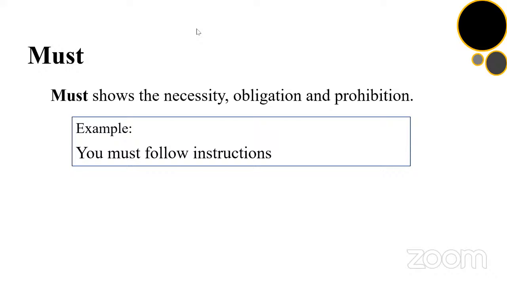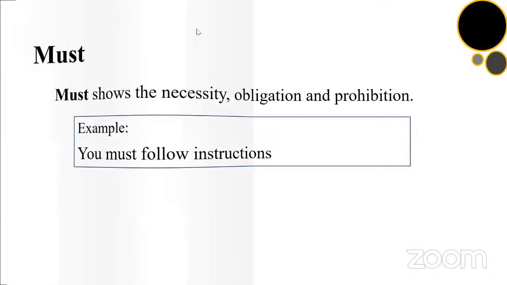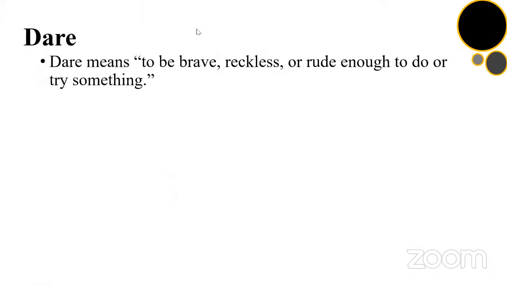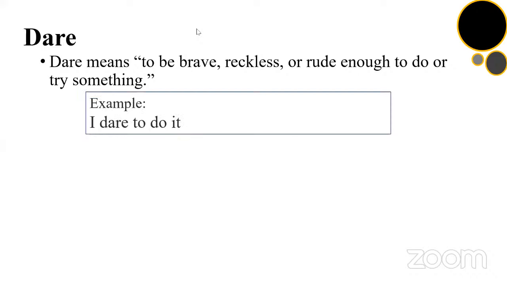Is that clear what I'm saying? Yes, ma'am. Fine. So next is dare. Dare is nothing but to be brave, reckless, or rude. So to try something. For example, I dare to do it. So when you dare to do it, you can do it, right? So it talks about the braveness of yourself, not with respect, not with what you are asking for.